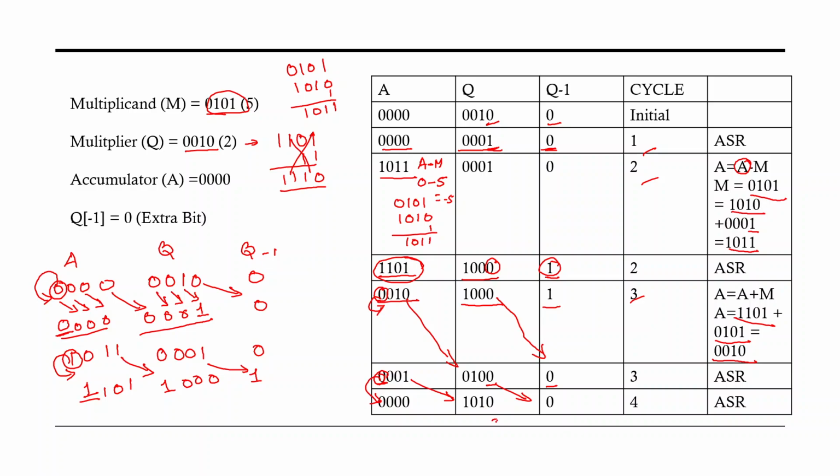So 2 power 0, 2 power 1, 2 power 2, 2 power 3. 2 power 3 is 8 and 2 power 1 is 2. It's a 10. So the output is going to be A value is 0, 0, 0, 0, Q value is 1, 0, 1, 0. This is the output. So 2 power 1 is 2, 2 power 3 is 8. So 8 plus 2, it's a 10 value. This is the final output. So this is for two positive input numbers.